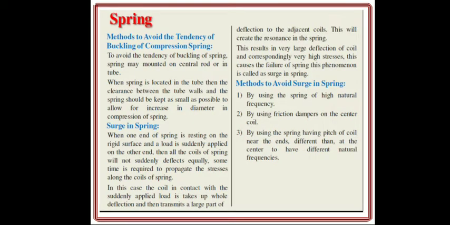Now the theoretical part: the methods to avoid the tendency of buckling of the compression spring. How can we avoid the buckling of that particular spring? To avoid the tendency of buckling, the spring may be mounted on a central rod or in a tube. When the spring is located in a tube, the clearance between the tube walls and the spring should be kept as small as possible, to allow for the increase in diameter on compression of the spring. Now the next term, very important, surge in a spring.